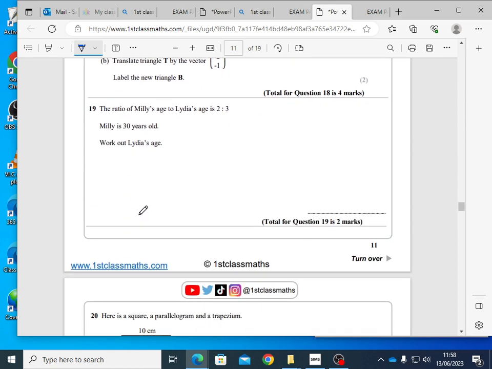Okay, 19. The ratio of Millie's age to Lydia's age is 2 to 3. Millie is 30, so I'm going to write Millie, Lydia. Millie is 30. So what is Lydia's age? That's been multiplied by 15, so this must be multiplied by 15. So Lydia will be 45. Okay.